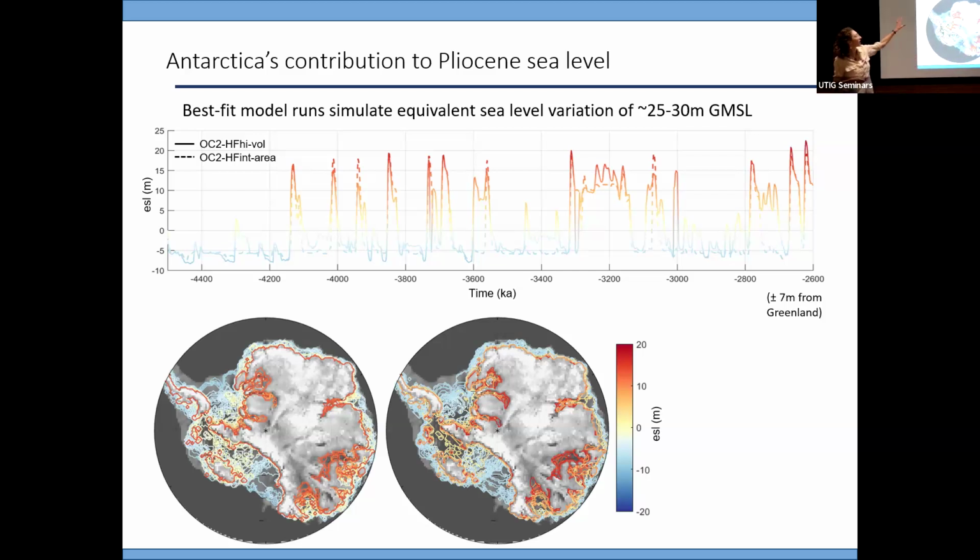I'm presenting this as a global sea level record, but really the only thing we can do with our models is the sea level contribution from Antarctica. If Greenland happened to be growing at exactly the same time Antarctica is shrinking, you could lower these high stands by about 7 meters, which is the sea level equivalent of the full Greenland. That's just a side note.